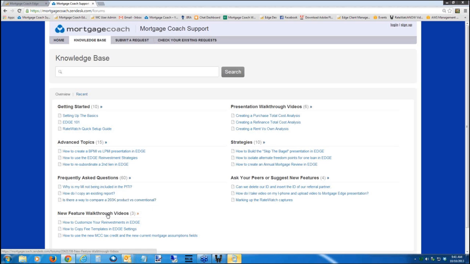Now, there's been some new features that have been added to Edge recently, things like customizing your reinvestments. You can now earmark things like when MI drops off, you can reinvest that mortgage insurance payment straight back into the principal or into an investment account. This shows you how to customize those investments. We also added fee template copying inside the Edge settings, so this should help you to refine your templates a little bit, and it'll save you a lot of data entry time on creating new ones. And then you may have noticed we added the MCC tax credit and the tax benefit on the total cost analysis. So this is an important way to see how that works.